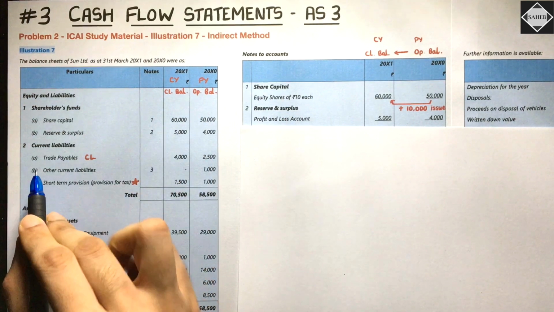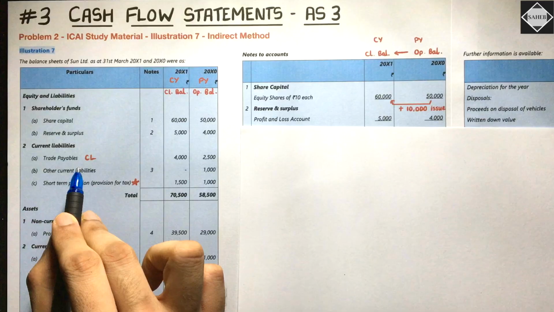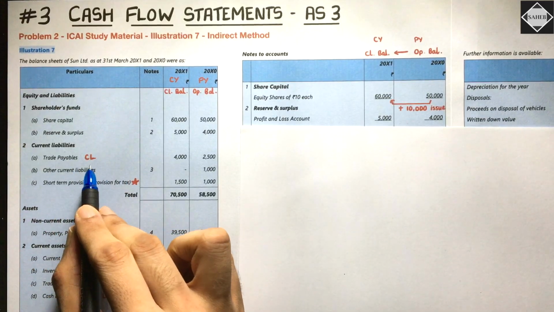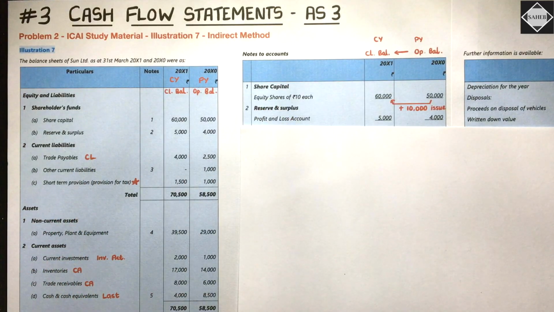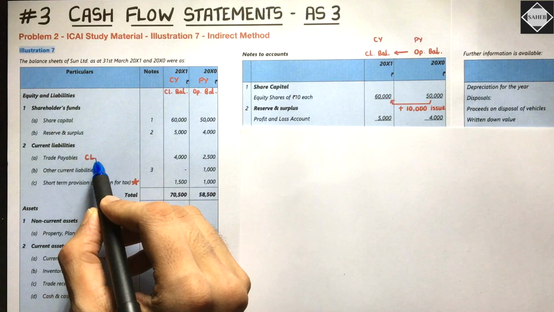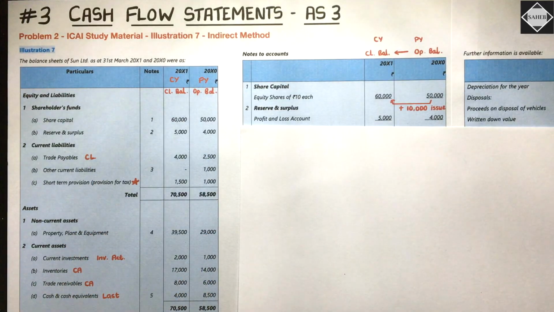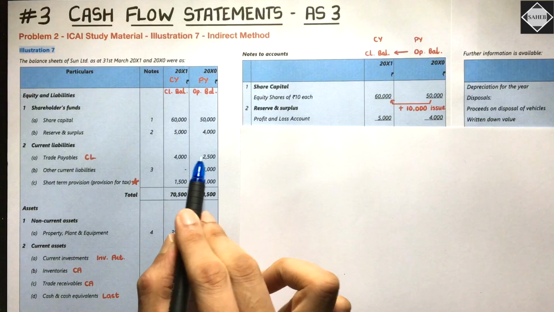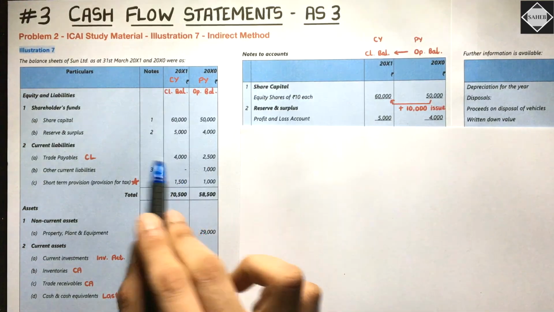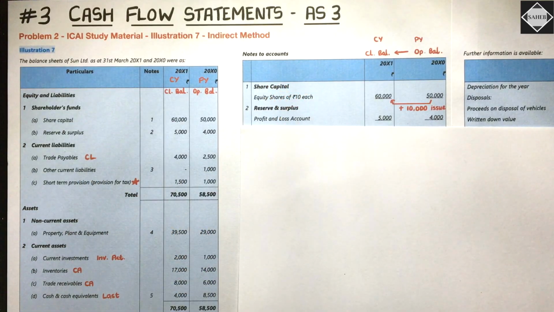Moving on, we have trade payables in the balance sheet. Trade payables is an operating current liability. What are we going to do with that? We are going to consider it in working capital changes, if we are doing the indirect method. From 2,500 it has become 4,000. What has happened to trade payables? It's increasing by 1,500. So what are we going to do? We are going to add this. Is it clear? Fine.